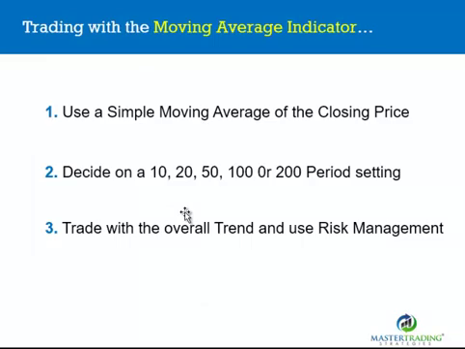So trading with the moving average indicator, this is a slightly different technique. We still want to trade with the trend. In other words, we're trying to capture the dominant movement in the market. Now you need to decide on whether you want to use a 10 period, 20 period, 50 period, 100 period, or even a 200 period setting. And again, you trade with the overall trend and use risk management as we covered at the workshop.